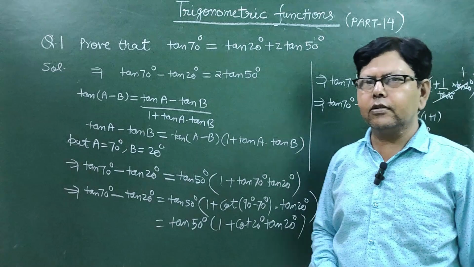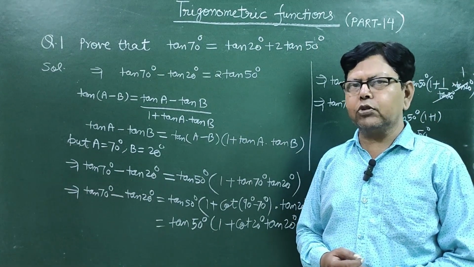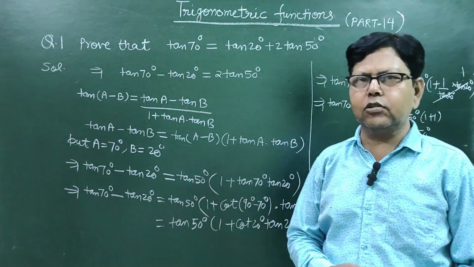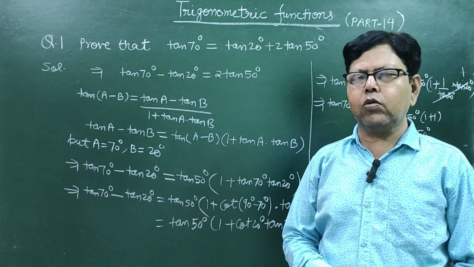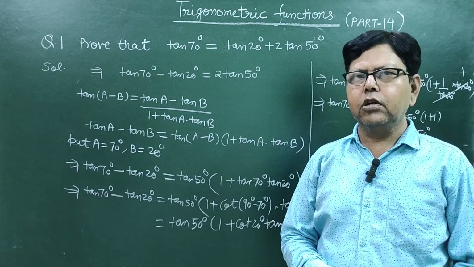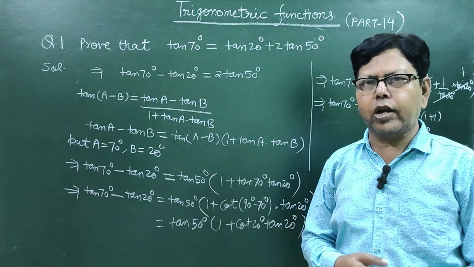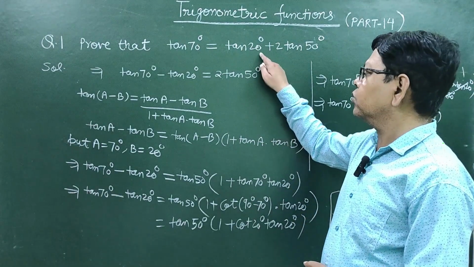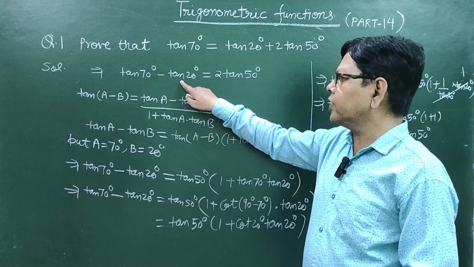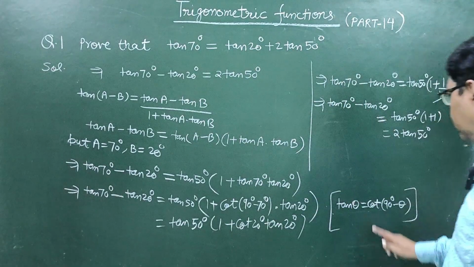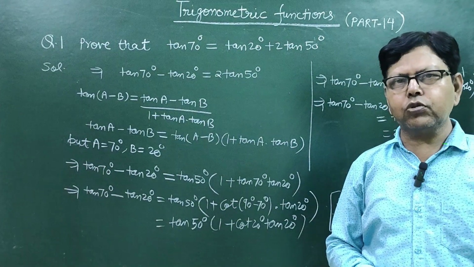Students, since in the questions we can transpose the values from one side to the other, there is no problem. So according to the convenience in the question, we can transpose right hand side to left hand side or left hand side to right hand side. So in this question I have transposed this tan 20 degree to the other side. So tan 70 minus tan 20 is equal to 2 tan 50 degree. So the solution of this question is complete.